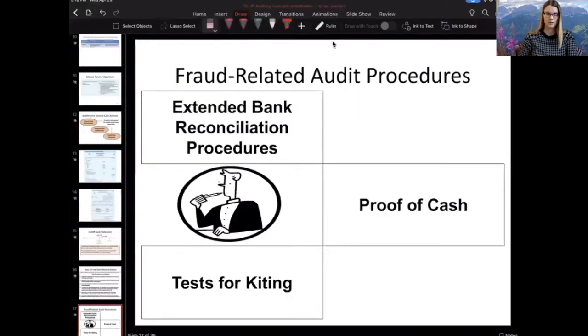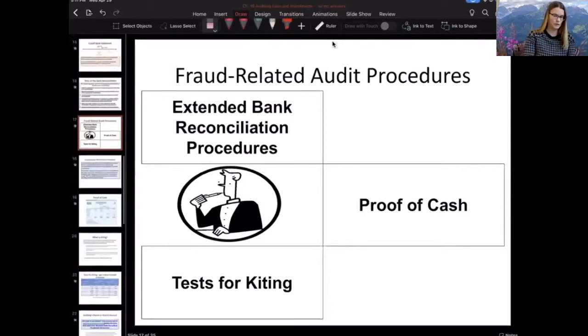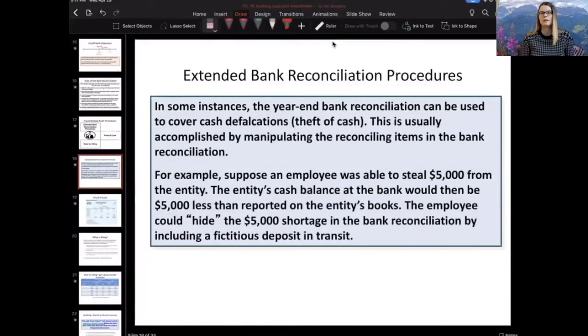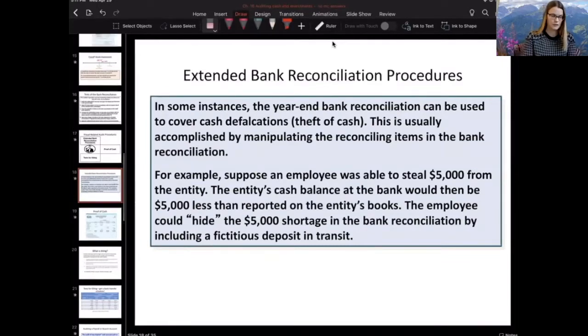Okay, so now we're going to talk about some fraud-related audit procedures over cash. The first one we are going to talk about is some extended bank reconciliation procedures. These actually aren't too different from the bank reconciliation procedures we've been talking through all along. It's just basically a much more intense audit of the bank reconciliation.